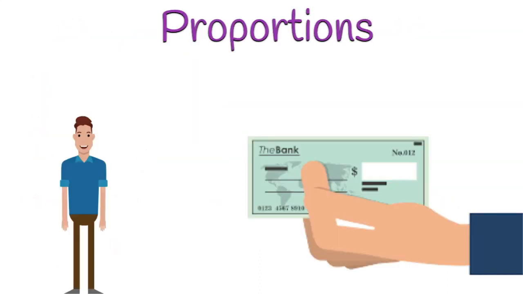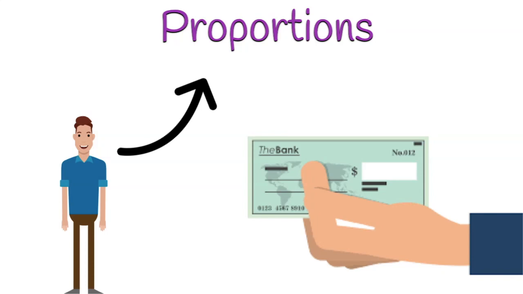Let's look back at our paycheck example. We can use proportions to solve this problem. But first we have to construct the proportion that represents this problem. To construct a proportion, we just need to set up two ratios.